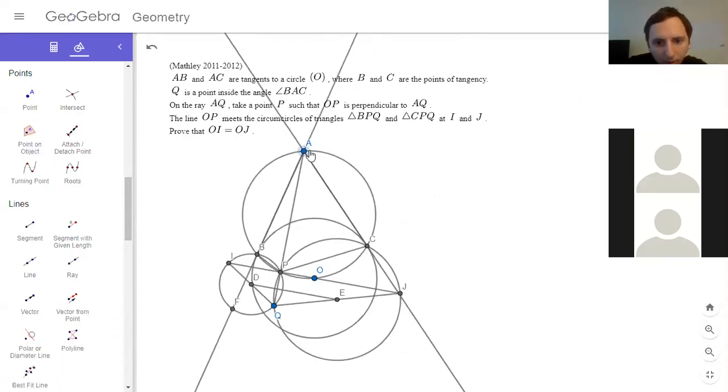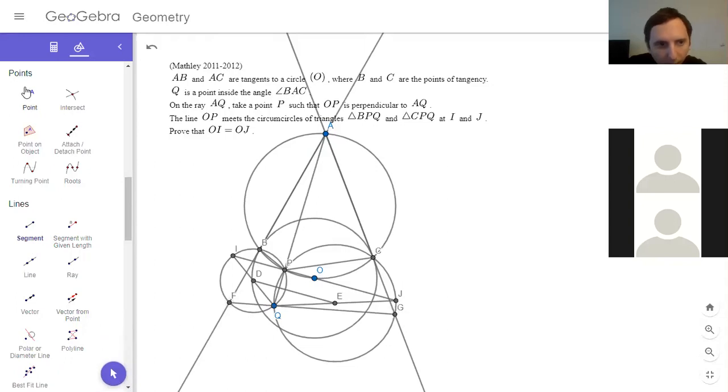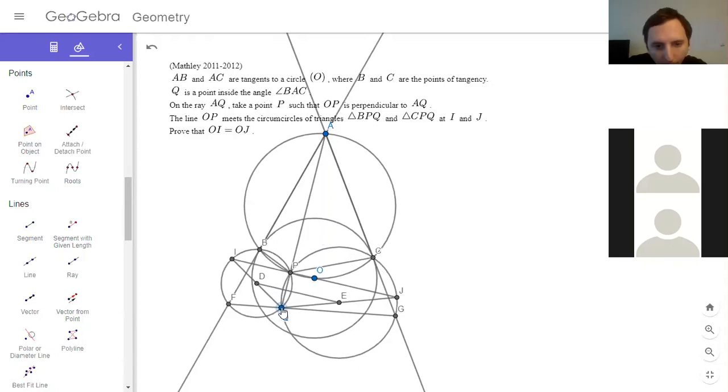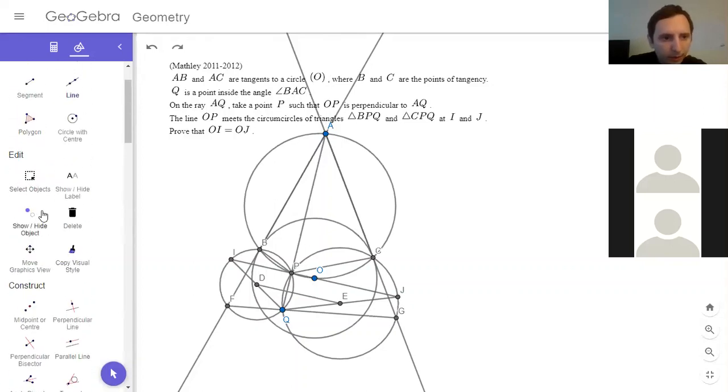Okay. Looks like collinear. Let's see. All right. And to exploit symmetry, we can also add the perpendicular. We can extend AO to meet this segment at some point. Yeah, but first we need to prove that Q lies on this segment. Okay. All right. Let me hide some things. That seems like a good observation.